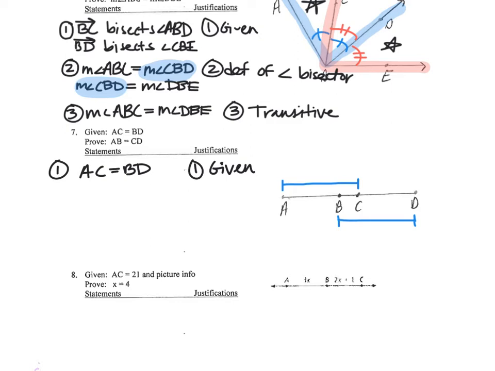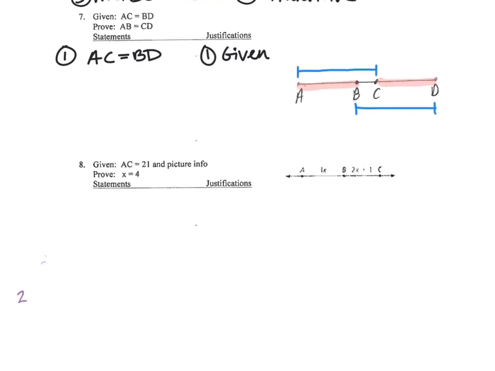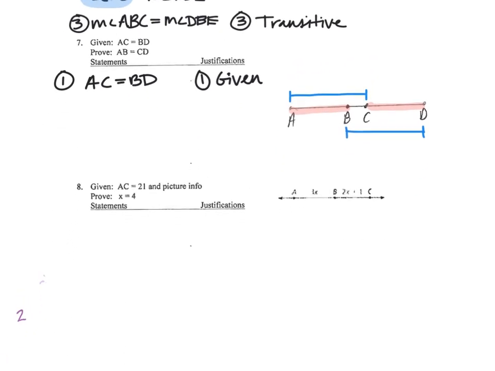You're trying to prove that AB equals CD. So you are trying to prove this is congruent to that. Just want you to see it. Okay. It's getting trickier now because you just have letters.